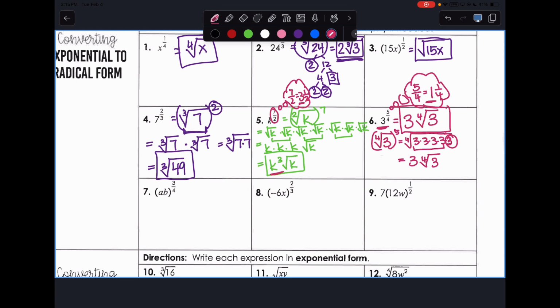Okay. Let's try this one. 4th root of AB all raised to the 3rd power. Or you can write the 4th root of AB in parentheses with 3 inside the radical. It means the same thing. Or you could say the 4th root of A cubed, B cubed. Nobody comes out because 3 of a kind doesn't make 4 of a kind. So everybody stays inside. But any of these are all correct answers.